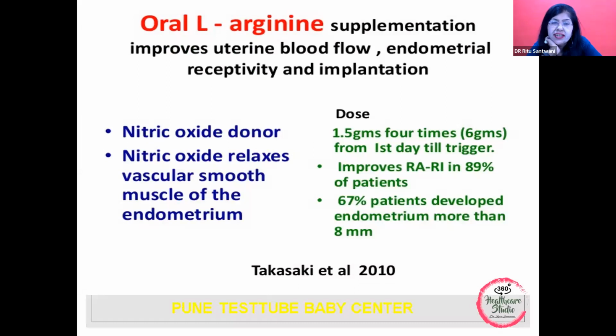Now coming to the sildenafil, as we all know, regarding this also there are a lot of queries in everybody's mind, because recently I attended one conference where a lot of young doctors were asking me, ma'am, how to give sildenafil and arginine also. First I will take arginine. It improves the uterine blood flow, endometrial receptivity and implantation. As we all know, it's a nitric oxide donor. Nitric oxide relaxes the vascular smooth muscle of the endometrium. The dose is 1.5 gram 4 times, and it improves the radial artery resistance index in 89% of the patients. 67% of the patients develop endometrium more than 8 mm.